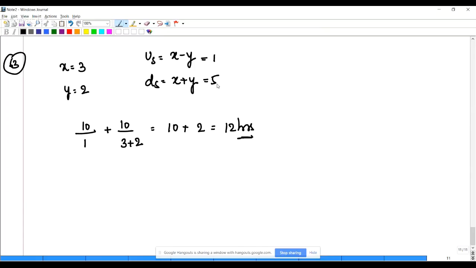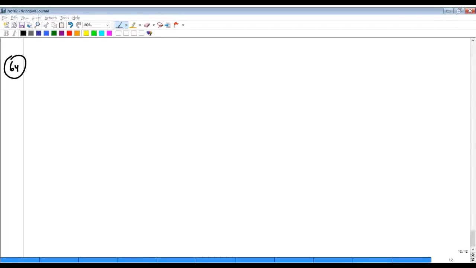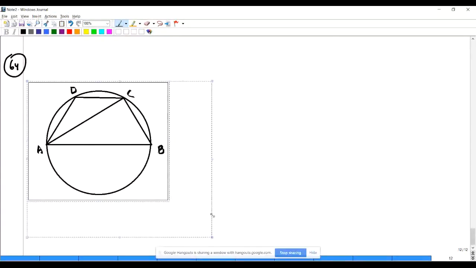64th one, if you look at it: ABCD is a cyclic trapezium with AB parallel to DC and AB is the diameter of the circle. If CAB is 35 degrees, then CAD is how much? So I'll just try to get the figure here. The figure looks like this.